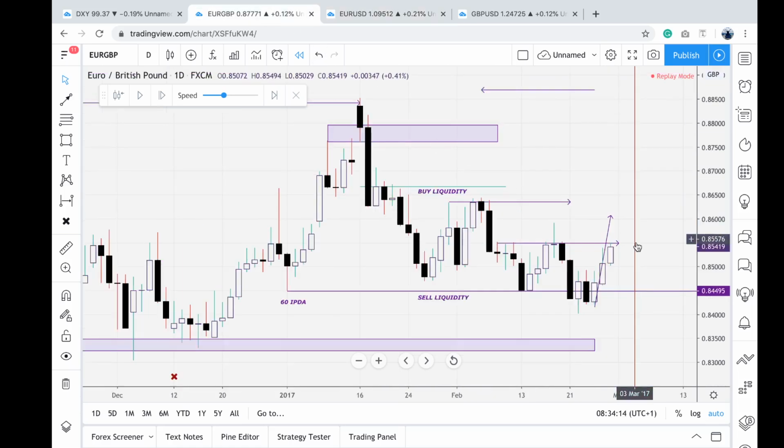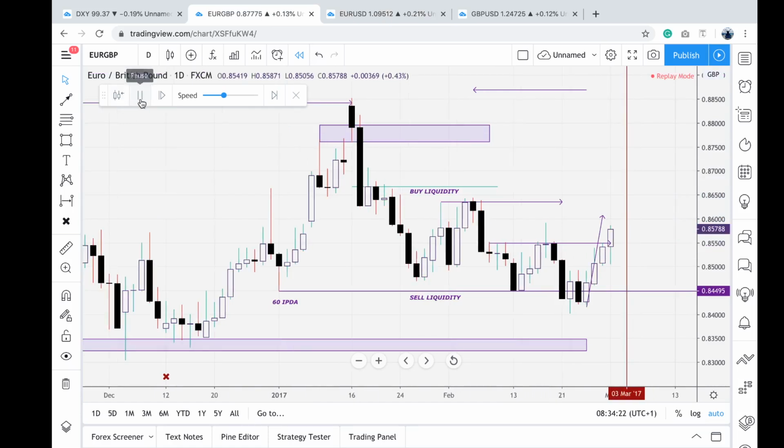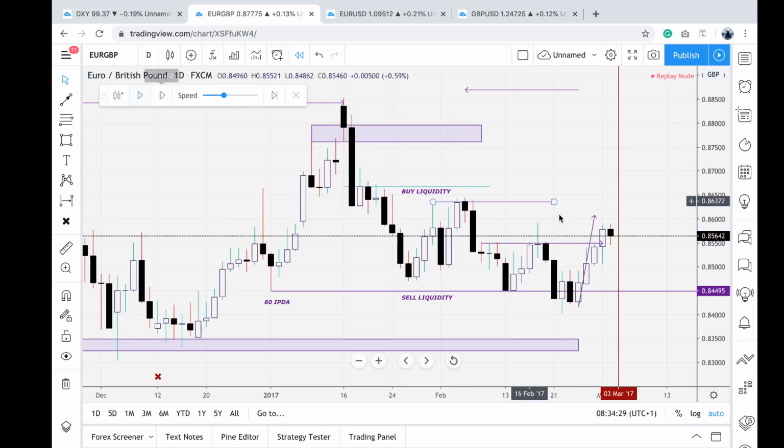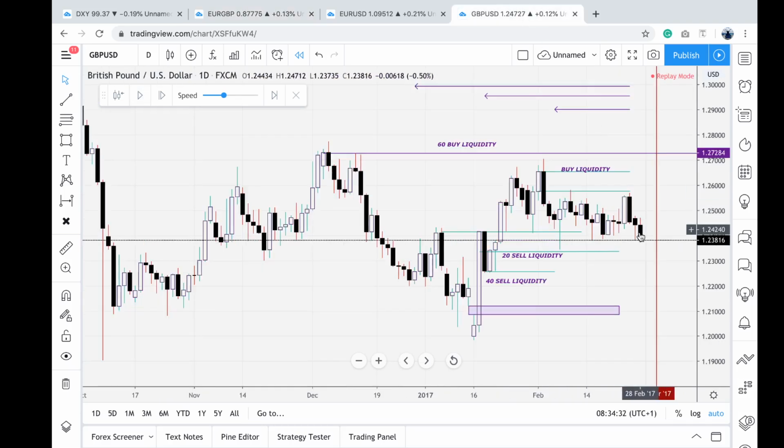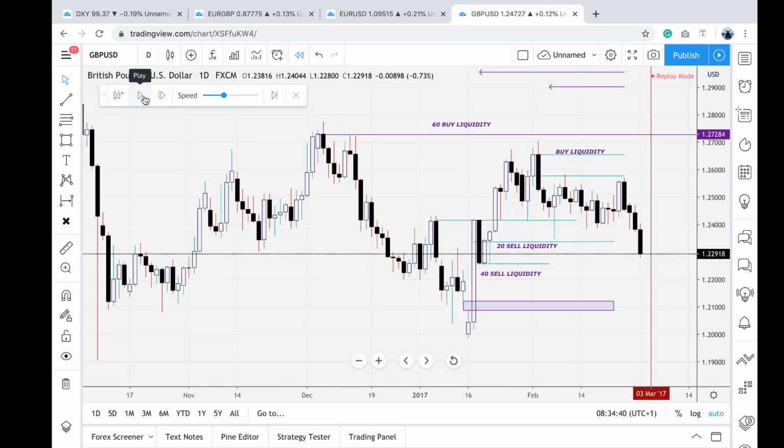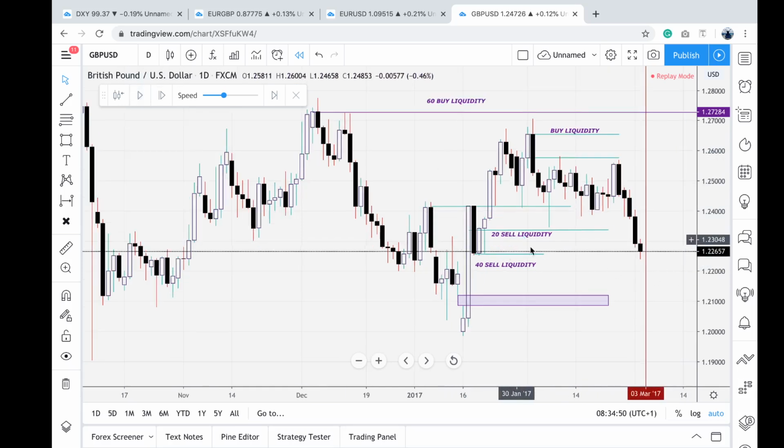Euro pound. Let's see what euro pound does. I think we're still lagging behind on euro pound. So I think we're actually sped up on DXY. So this is the 1st of March. Okay, so this is actually 2nd of March. On British pound dollar, we're very, very sped up on DXY. So now British pound dollar has reached our sell side liquidity for the 1st of March and our 40-day sell side liquidity.